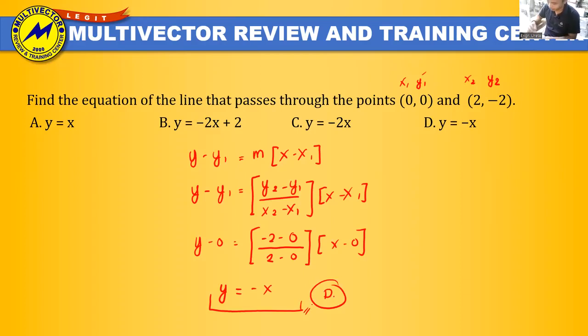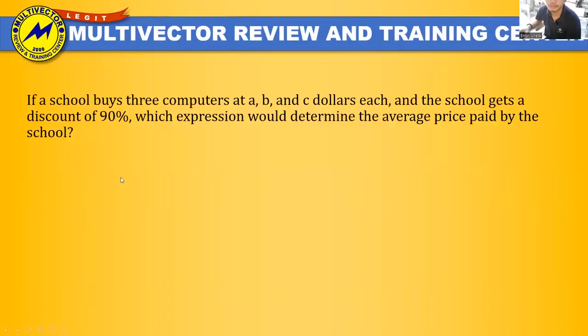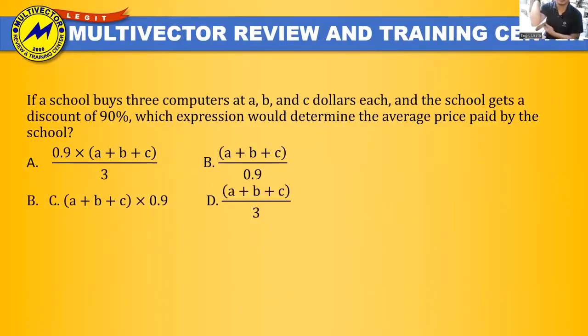Okay, so problem number, anong problem na to? Problem number 63. Okay? Question dito, question? Okay, so tuloy lang natin. Okay, so next problem, if a school buys 3 computers at A, B, and C dollars, and the school gets a discount of 90%, which of the following expressions would determine the average price paid by the school?